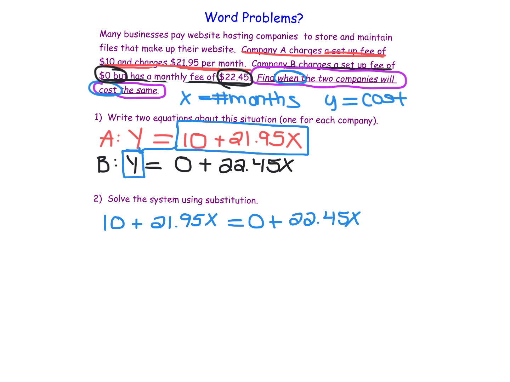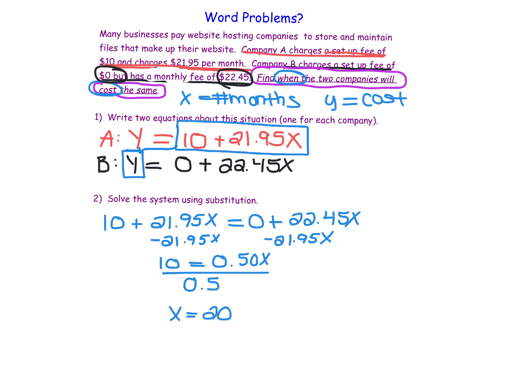Now we want to solve for the value for x when this is occurring. So we subtract 21.95x from each side. So I end up with 10 is equal to 0.50x. Divide both sides by 0.5. And I find that x is equal to 20. And remember, x is our number of months, so x is equal to 20 months. So what I found here is that at 20 months, both of these costs will be exactly the same.